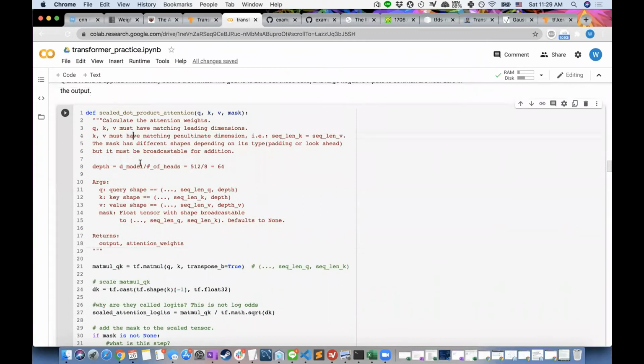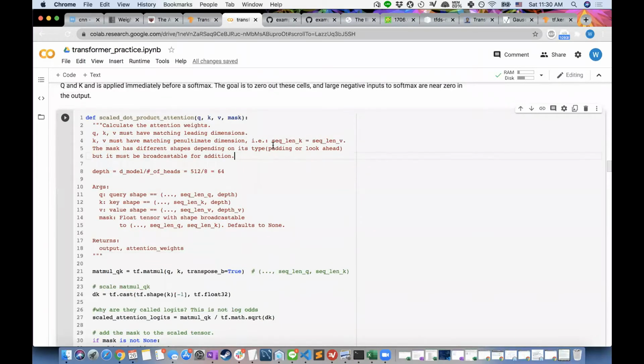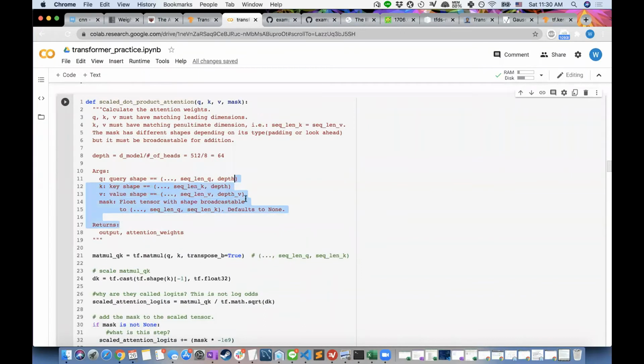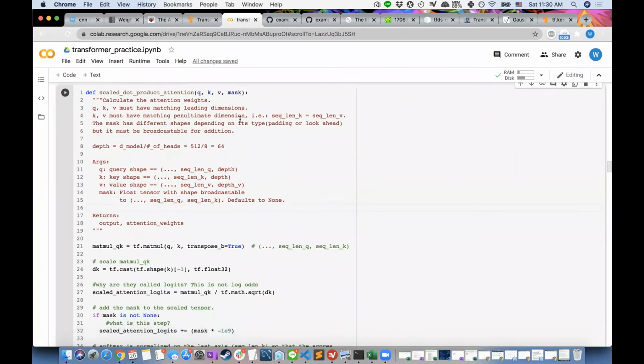And K and V must have matching dimension. Sequence length K equals sequence length V. The mask has different shapes depending on its type, padding or look ahead, but it must be broadcastable for addition. And Q, K, V all should have matching leading dimensions.